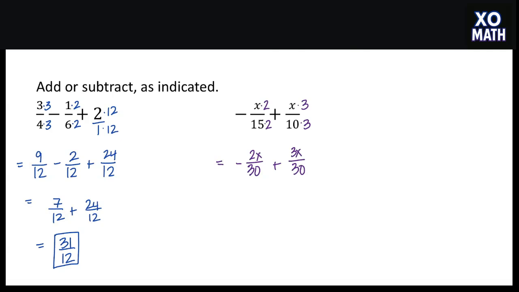So now, to add these together, I add across the numerator. So what I have is negative 2x plus 3x all over 30. So I'm keeping that negative with the 2x, and I'm adding 3x, which are like terms. And to add like terms, we would add their coefficients. So negative 2 plus 3 is 1. So our numerator becomes 1x, or just x, divided by 30.